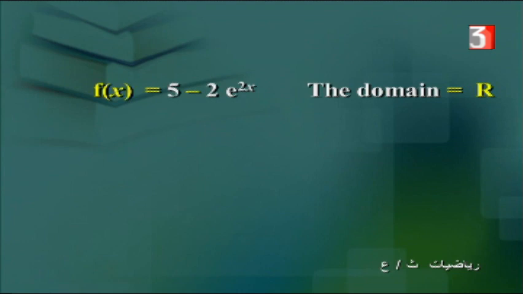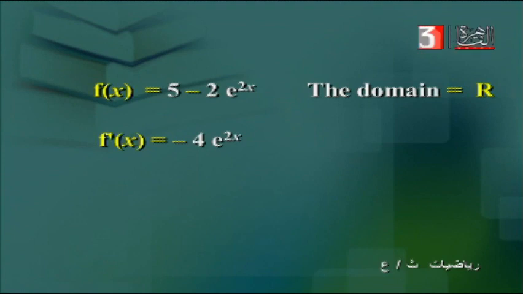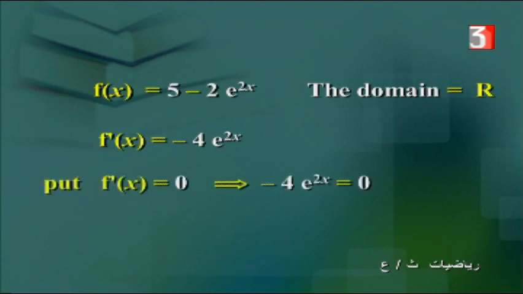Then f dash x equals the derivative of 5, which equals 0 because 5 is a constant, and the derivative of 2e power 2x is e power 2x times 2 times 2, which is equal to negative 4e power 2x. The second step, put f dash x equal 0, then negative 4e power 2x equals 0.